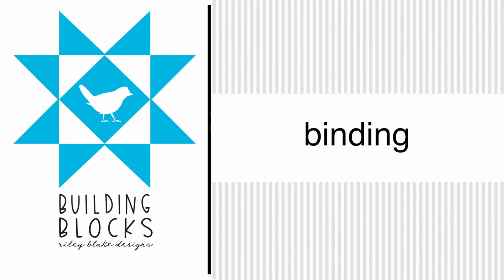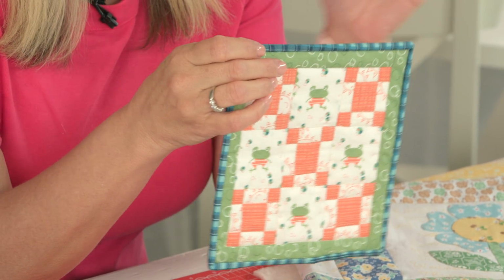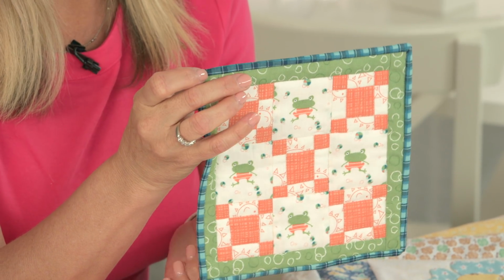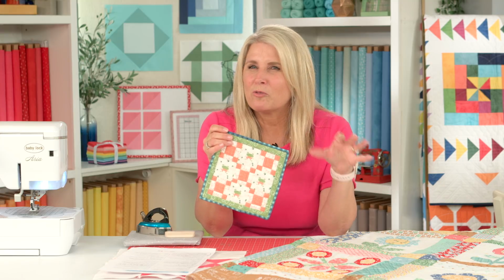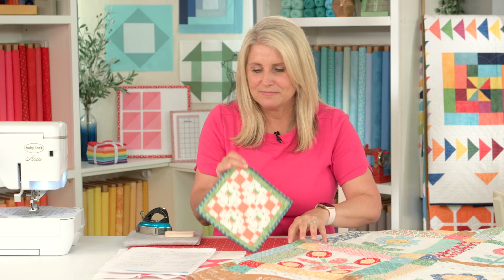The next thing we're going to talk about is binding. Once you have your quilt top, your batting, and your backing, and it's all quilted, it's time to add your binding. It's the final touch on a quilt. My mini quilt here has the binding all the way around, and I'm not going to get into the details on binding. We have great tutorials on our website about how to bind a quilt.